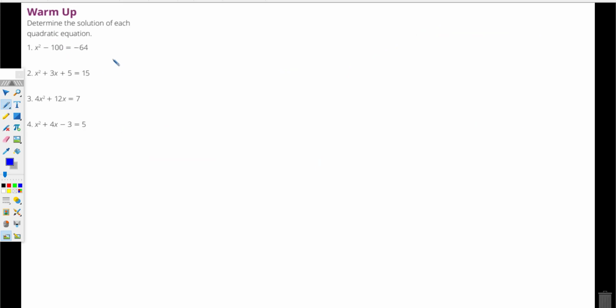So going on to the next one. We have 4x squared plus 12x is equal to 7. 4x squared plus 12x minus 7. I'm going to move that 7 over to the other side. And just to practice, we're going to do the quadratic formula on this one. A is equal to 4, B is equal to 12, and C is equal to negative 7.